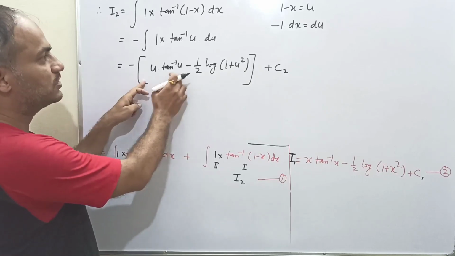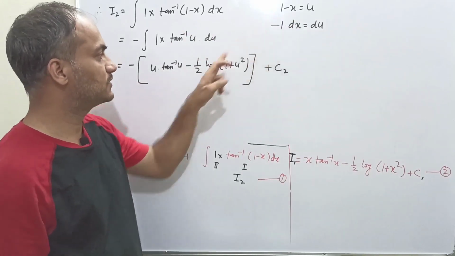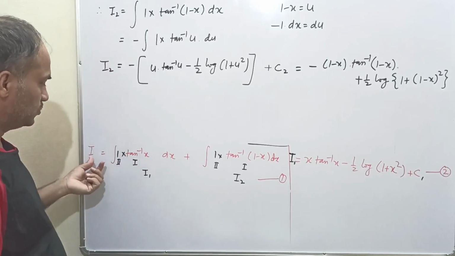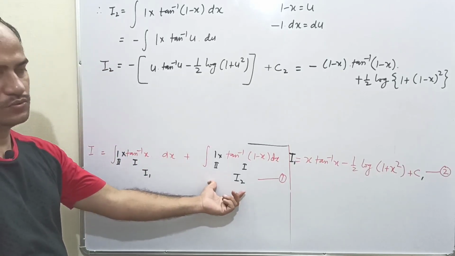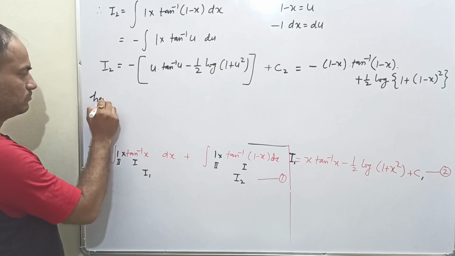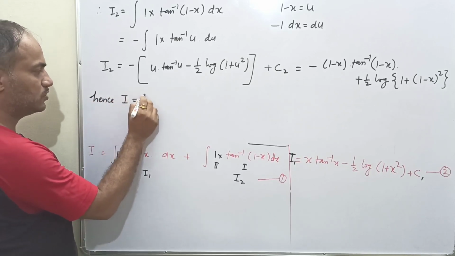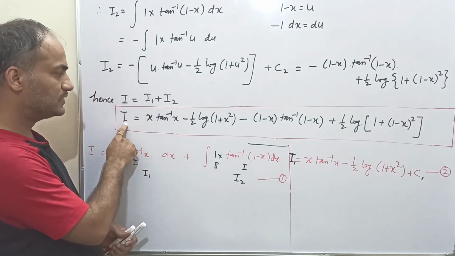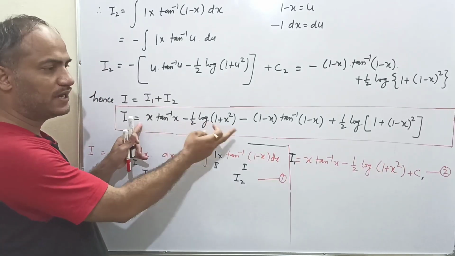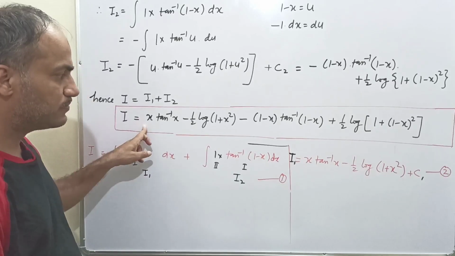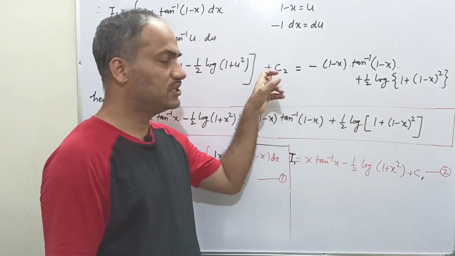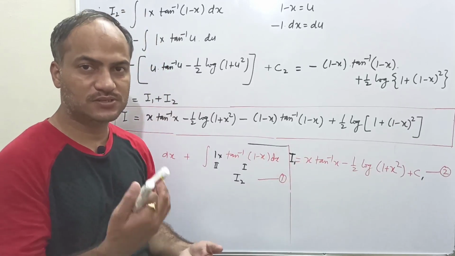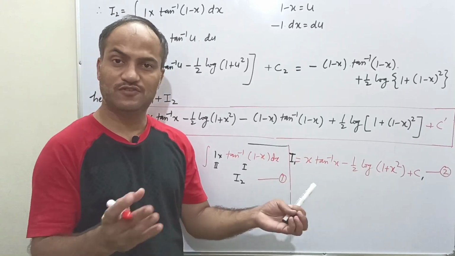So let us put the value of u. U is 1 minus x, so let us put it here. This is the value of I2. So what is I1 plus I2? Hence I is equal to I1 plus I2. So we have combined both the terms. But remember this constant C1 and C2, we have to combine them, and C1 plus C2 will become some other constant, C dash or C or whatever you want.